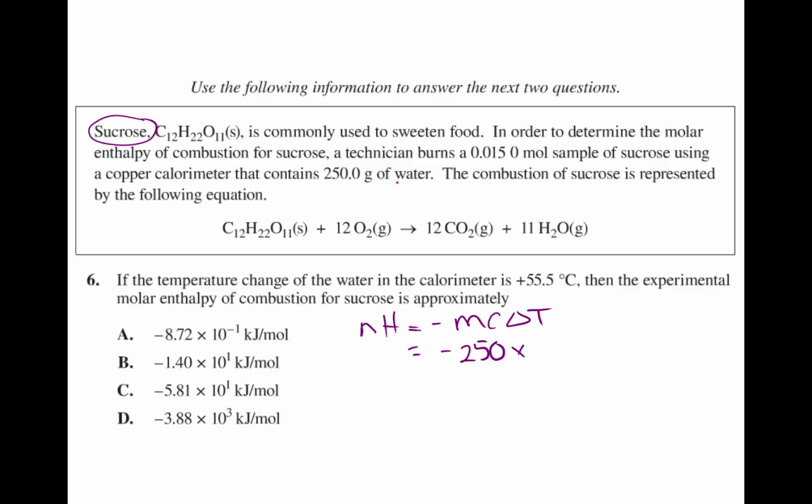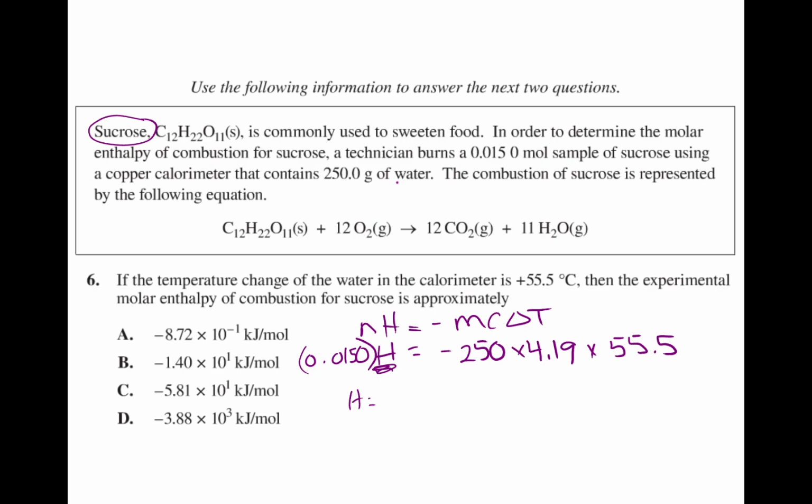We know the specific heat capacity of water. We know the temperature change. And then on this side, we're solving for H, but we do know the amount of moles, which is nice, so we don't have to do an extra calculation here. So we want to get H alone. And when you do that, you're going to get a fairly large number.